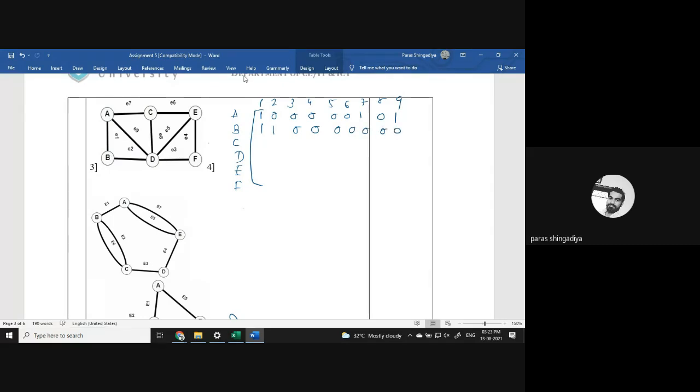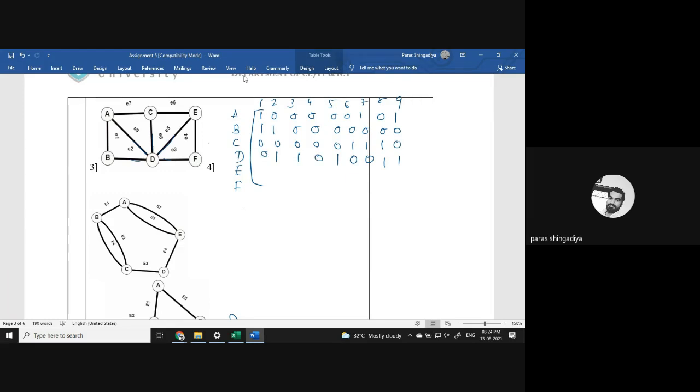C is connected with 3 edges, E6, E7, E8. So it is 6, 7 and 8, and the rest of the entries keep 0. And D is connected with E2, E3, E5, E8, E9. Second, third, then 5, 8 and 9. That is the 4th row.